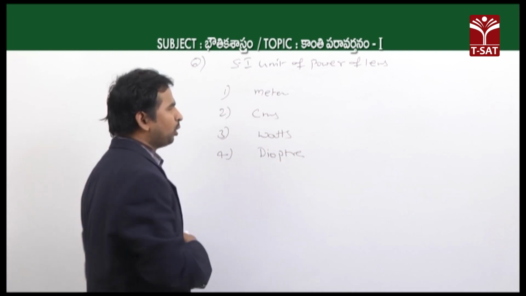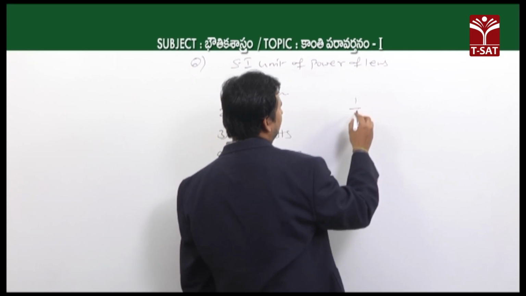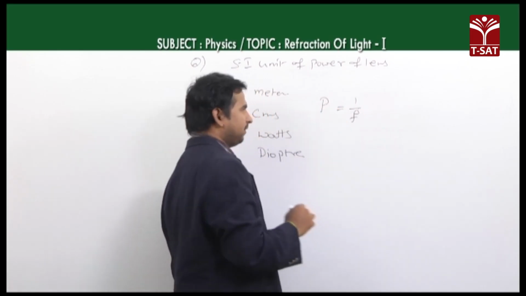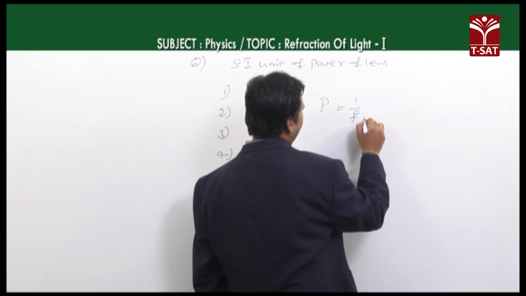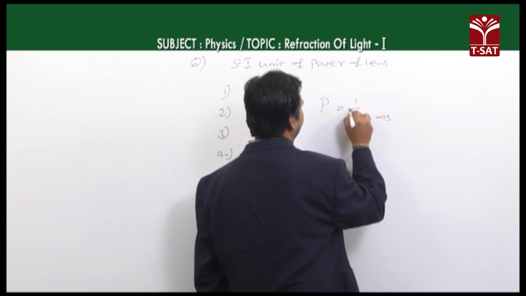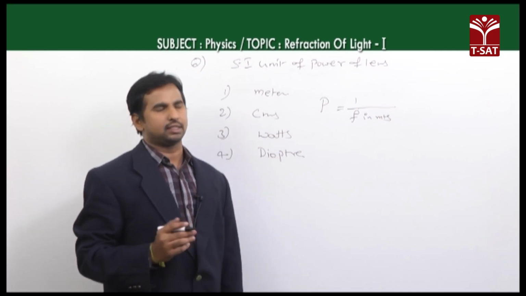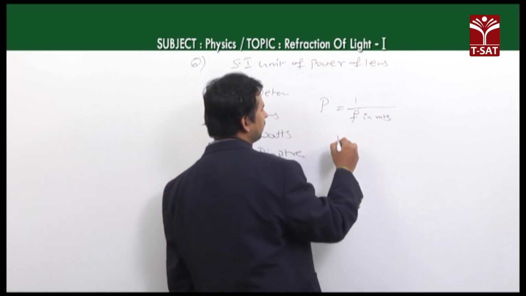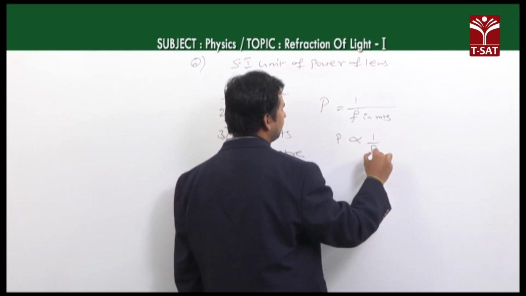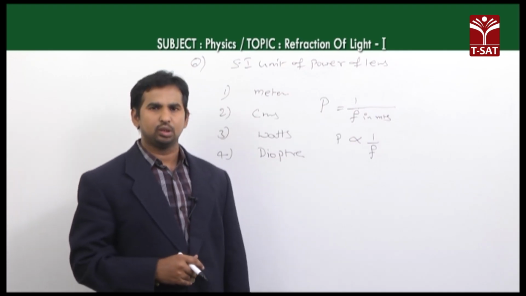SI unit of power: power is nothing but how much the lens is converging or diverging the light. That is equal to 1 by f, where f means the focal length. This focal length we have to take in meters. The reciprocal of the focal length of the given lens is called power, which means the power and the focal length are inversely proportional to each other.